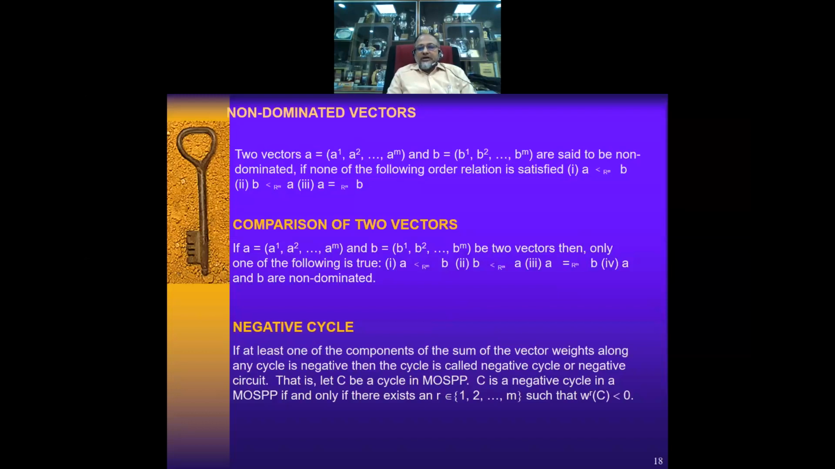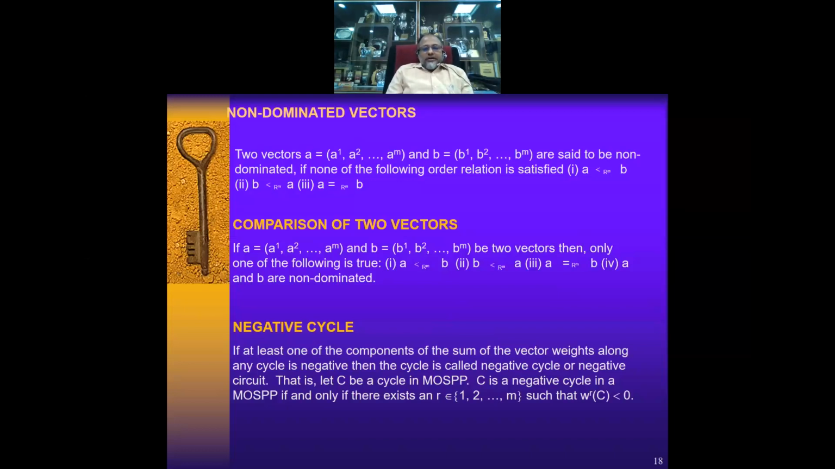So we have to check whether, in order relation, A is less than B. If not, check whether B is less than A. If that is also not the case, then check whether A is equal to B. So in the set of non-dominated vectors, all these three will not be satisfied. Now, comparison of two vectors. How can we compare two vectors? A and B are two vectors.